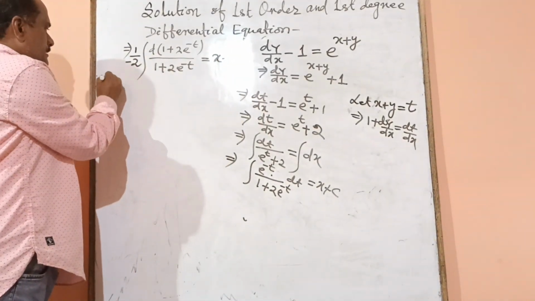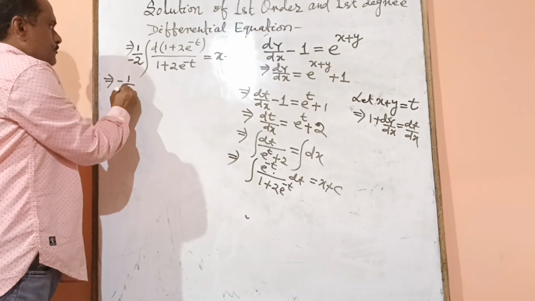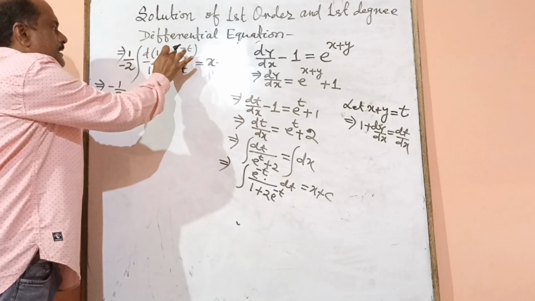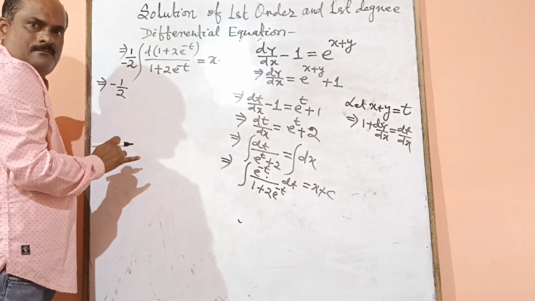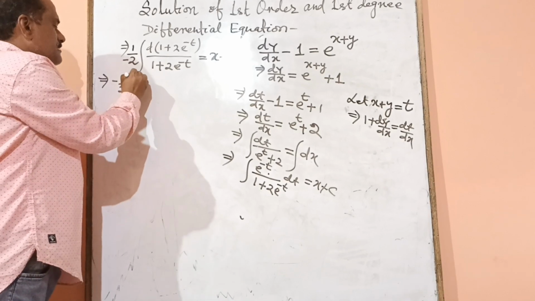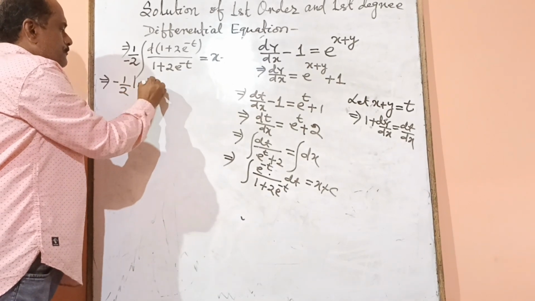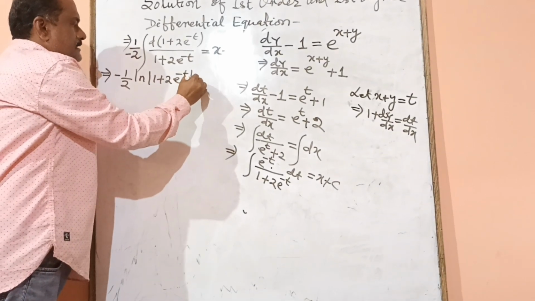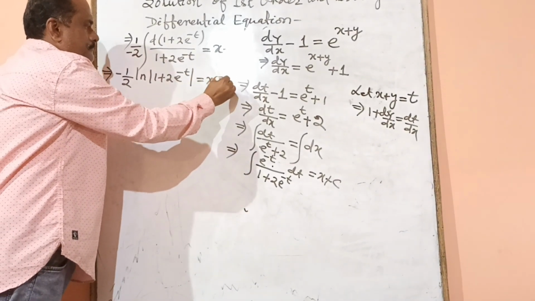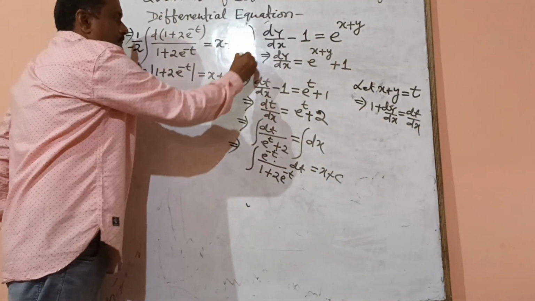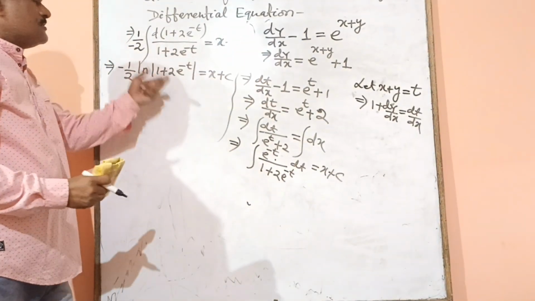Implies minus 1 by 2. This integration is in form of derivative of x by x, derivative of denominator by denominator. That is, its value is log (1 plus 2 e to the power minus t) is equal to x plus c. This is the required solution.